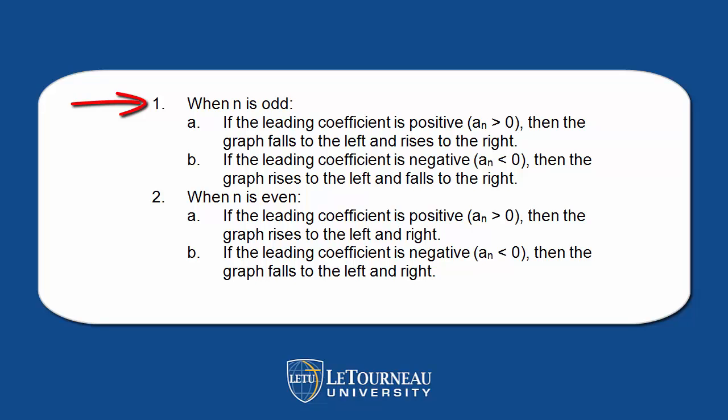Okay, what about if the degree of the polynomial is even? Notice it's going to either rise on both sides or fall on both sides, depending on whether a sub n is positive or negative. Let's start by plotting 2 times x to the 4th. We'll give it a range here. Notice a sub n is 2. 2 is greater than 0.